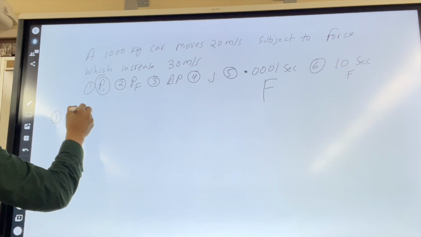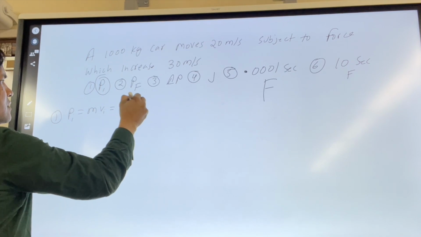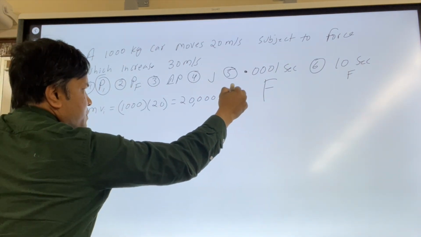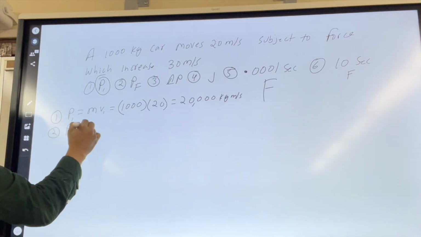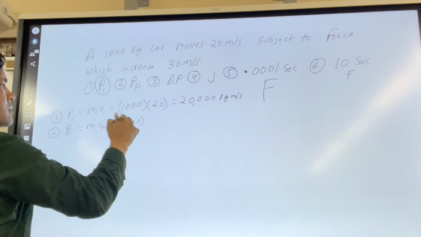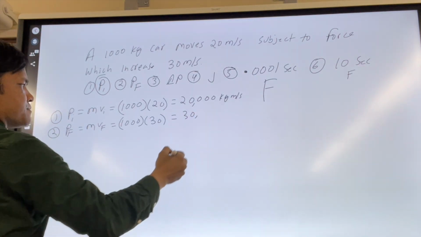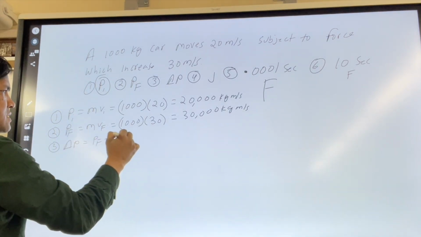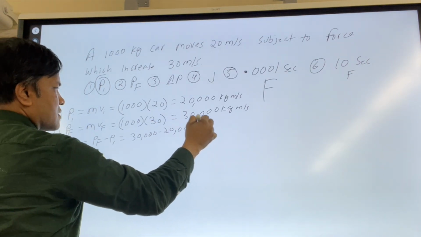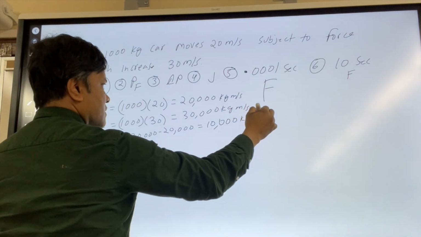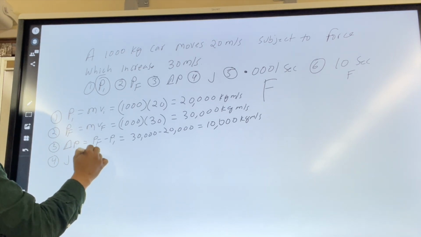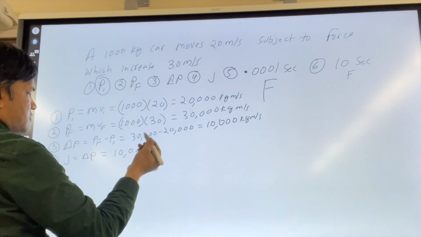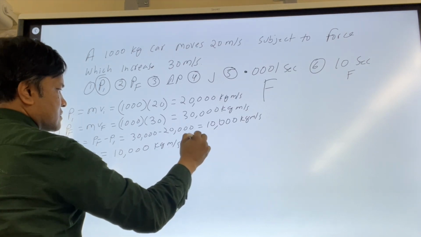Momentum initial is m v initial, which is m is 1000 times v is 20. So 20,000 kilogram meter per second. Momentum final would be m v final, so 1000 times 30, so 30,000. So change in momentum would be momentum final minus momentum initial, 30,000 minus 20,000 is equal to 10,000 kilogram meter per second. Impulse is change in momentum, so it's also 10,000. You can write kilogram meter per second, or you can write Newton second.